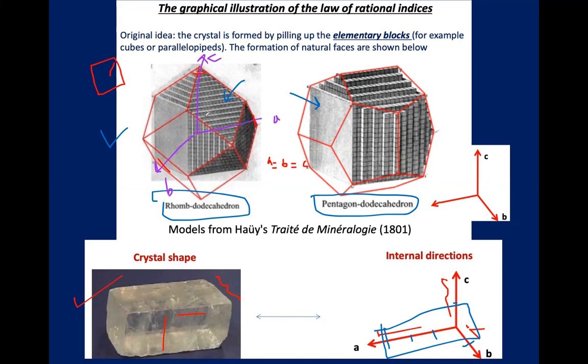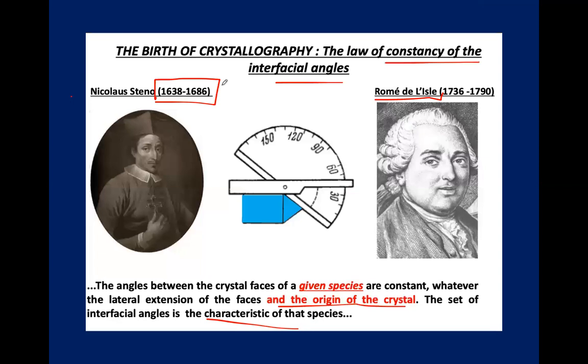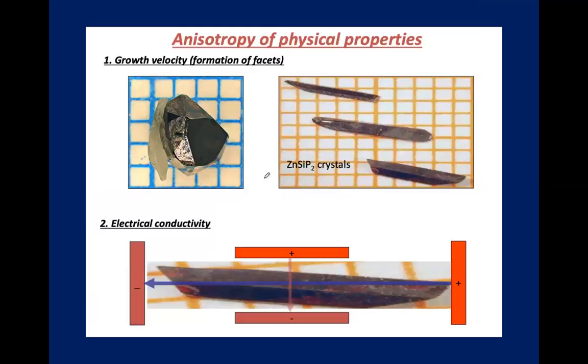So anyway, this is a feature observed by this scientist. Actually, he's a mathematician. It's called the law of rational indices, right? It was around 1700, just after the law of constancy of interfacial angles. So those are some important aspects related to crystals.